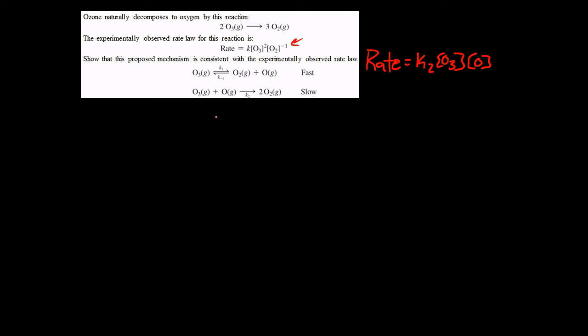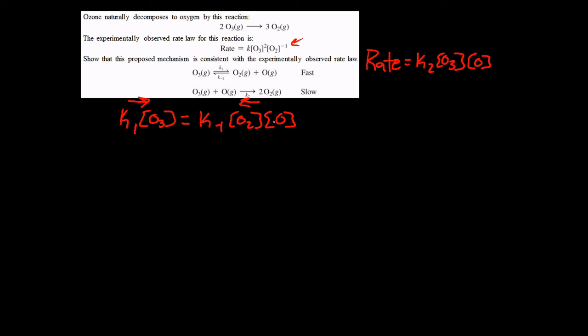So we are going to need to do the same thing we did in the last example. We're going to take this first step, set the two reactions, the forward and the reverse reaction, equal to each other, and solve for the concentration of O. So for the forward reaction, we have, well, let's do K first, I guess. So K1 times the concentration of O3 is equal to the reverse rate, which is K minus 1 times the concentration of O2 times the concentration of O. So again, this is the forward reaction, this is the reverse reaction. They are equal and opposite.